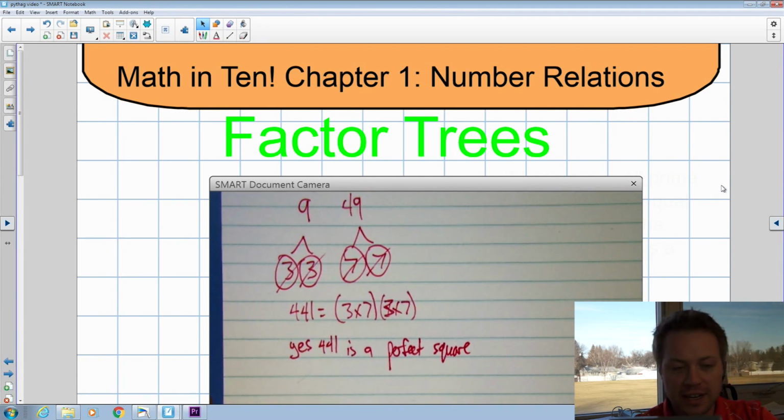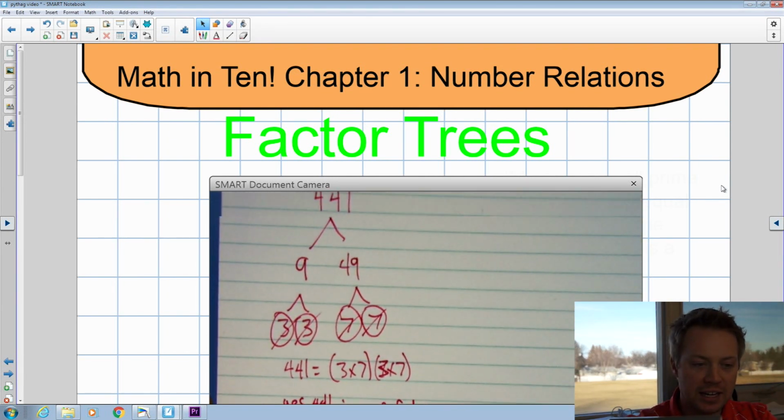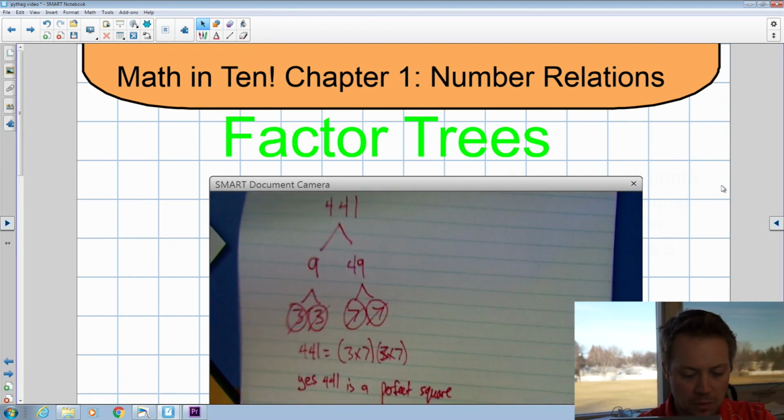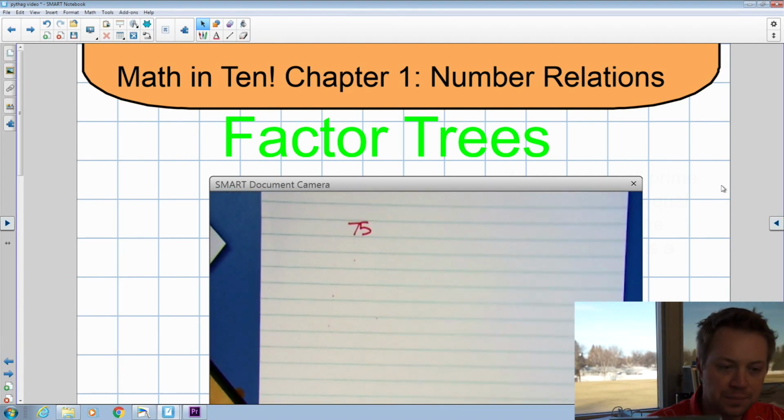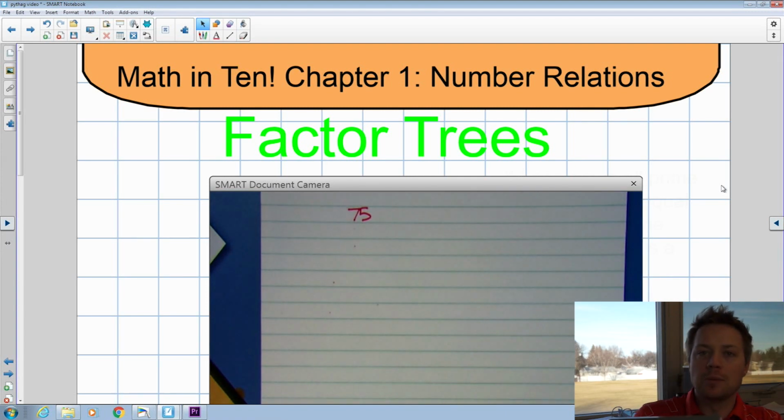Okay, we'll try another one here. Let's go ahead and try. I'm going to try the number 75. So I think off the top of our heads, if we've got all the perfect squares memorized from 1 to 100, we know 75 is not a perfect square, but let's just prove it.